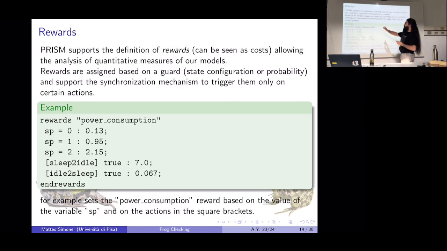Rewards are written like that. They also have a guard. So in this case, the reward power consumption is updated by plus 0.13 if in this simulation step SP is equal to 0 and these other kinds of guards. They can also have actions to synchronize with the modules. So rewards are quantities that we increase over time.